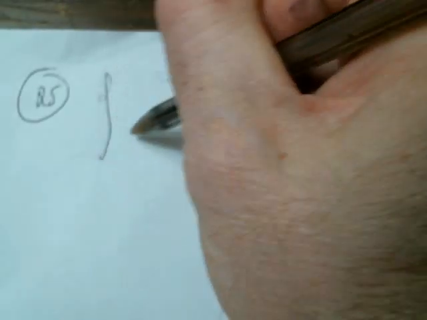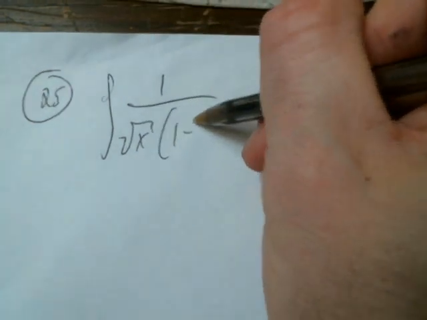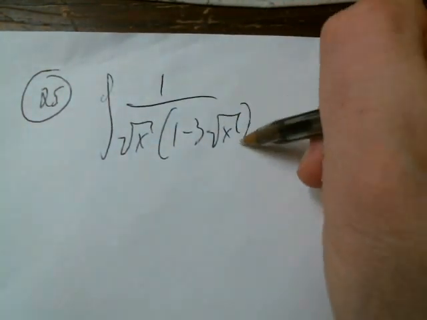Oh, what else? I guess 24, let's try 25, looks kind of annoying. So 25, the integral of 1 all over the square root of x times 1 minus 3 square root of x dx.